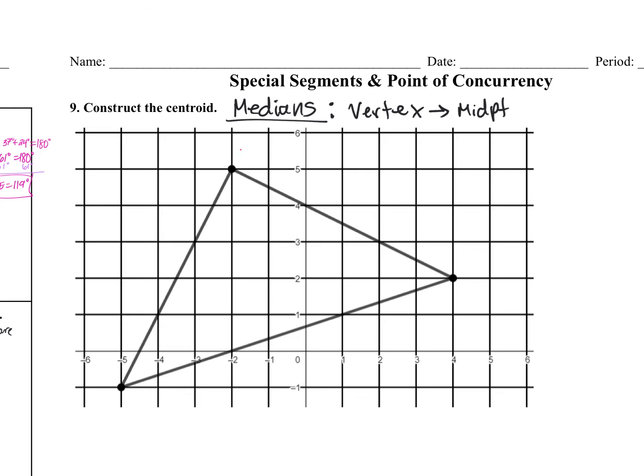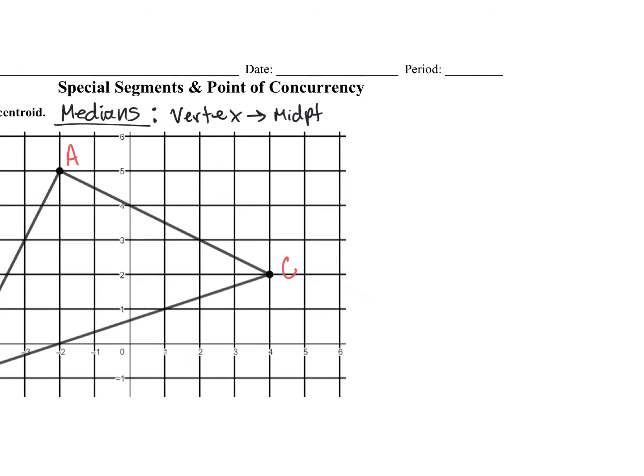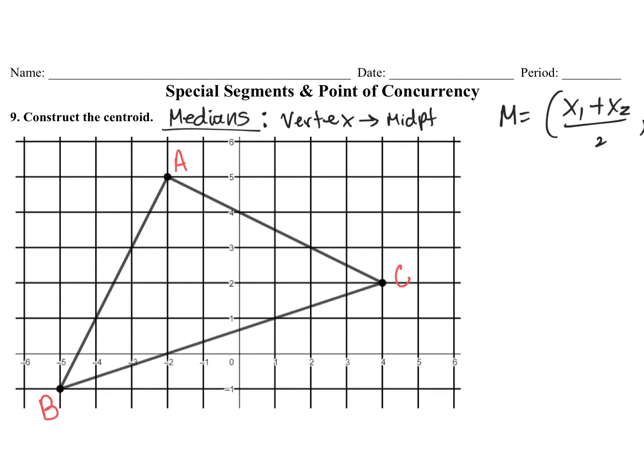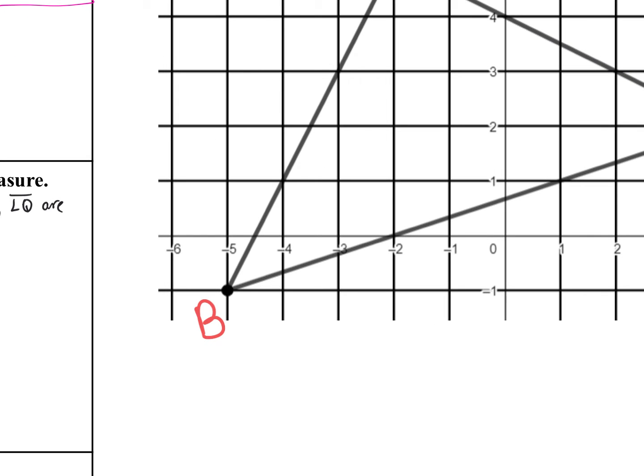So let's go ahead and label these sides. We have A, B, C. So I need to use the midpoint formula in order to find the midpoints of all 3 sides. All right, so let's go ahead and get the coordinate points for A, B, and C. So the coordinate point for A is -2, 5. The coordinate point for B is -5, -1.